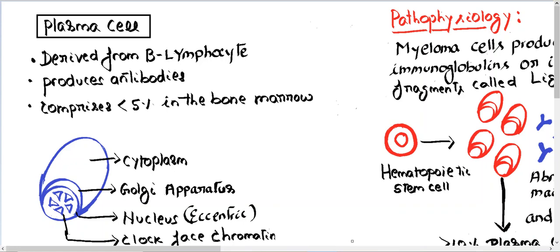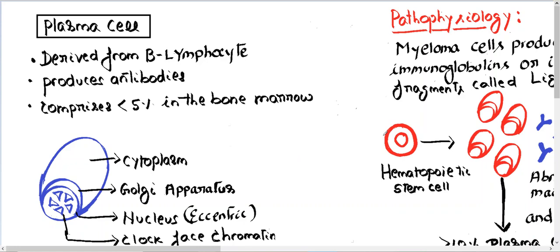Hello everyone, in today's topic I'll be talking about the plasma cell disorder. What are plasma cells, where they are derived from, what is the appearance of a plasma cell, and what are the tumors of the plasma cell, mainly multiple myeloma. I'll be discussing the pathophysiology of multiple myeloma, the clinical features, investigation and the treatment.